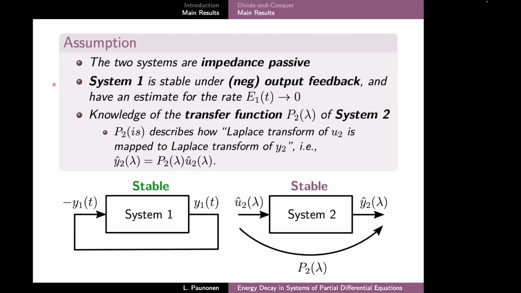Then we wanted to know that system 1, the unstable system, becomes stable when we apply this negative feedback where we take the output of the system itself and feed it back into the input of the system with a flipped sign. And then we would also like to know an estimate for the decay rate of this energy in this stabilized system. And finally, we also wanted to know something about the transfer function of system 2, which is in our case the heat equation.